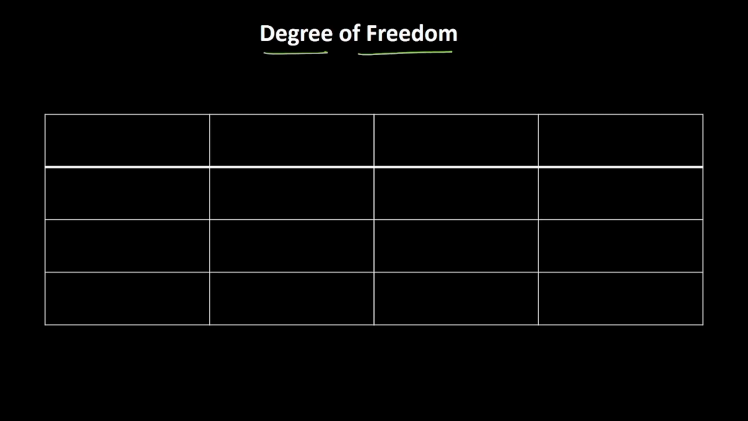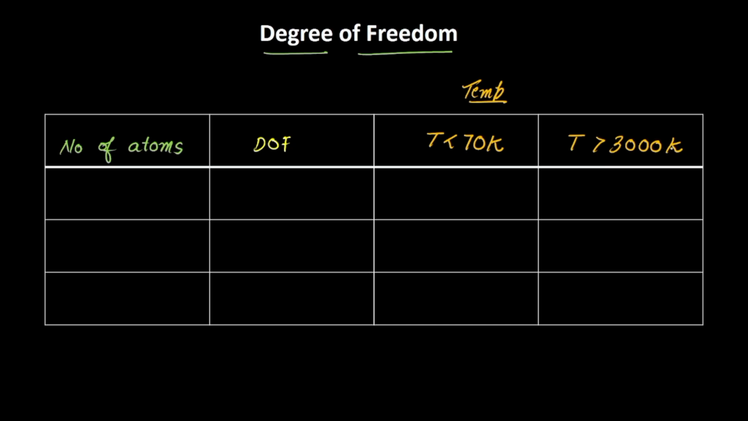Let's sum up the degrees of freedom for different types of molecules with respect to the number of atoms. Here we can write the number of atoms, and here the degrees of freedom, and in the last two columns we can also see the variation with respect to temperature. If the temperature is less than 70 Kelvin, the situation would be different, and if the temperature is greater than 3000 Kelvin, the number of degrees of freedom would be different. Generally when we talk about degrees of freedom, we mostly talk about translational plus rotational.